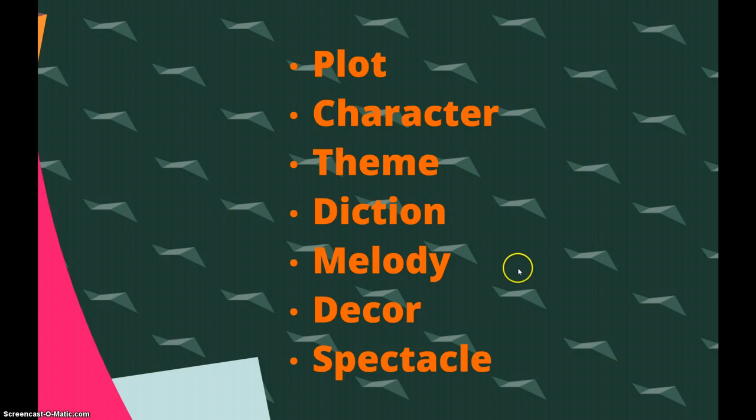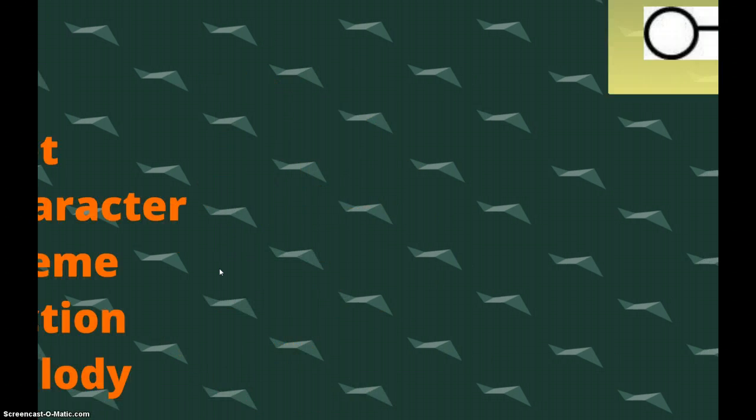And first off, he talks about the plot and the chain of events that make up the story. And he talks about the characters that inhabit the world of the story, the characters that drive the story forward. He's talking about the theme of the story and the diction, the lines of the characters and the way the lines are spoken. He talks about the melody and the sounds, the sound effects and the soundtrack. He talks about the decor, the visuals, the way the world looks. And he talks about spectacle, the special effects, and all the big things that happen in many stories, and indeed so in games as well.